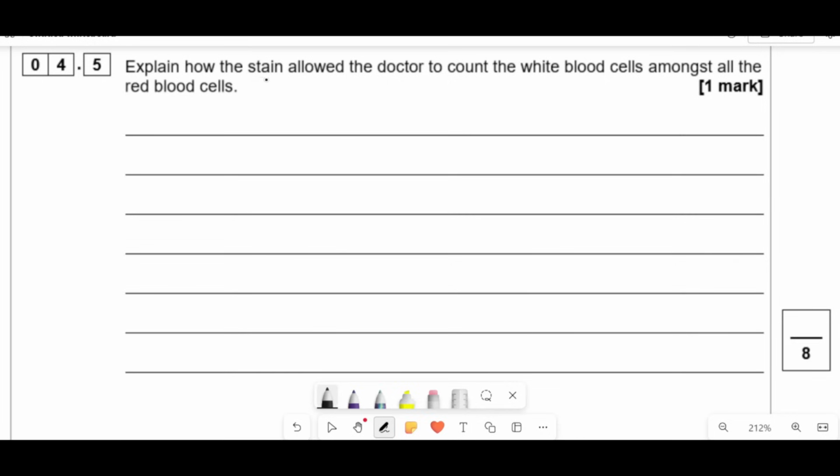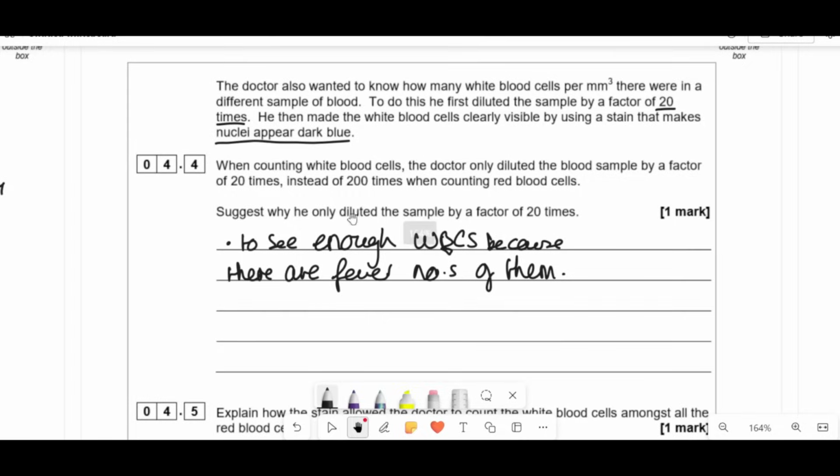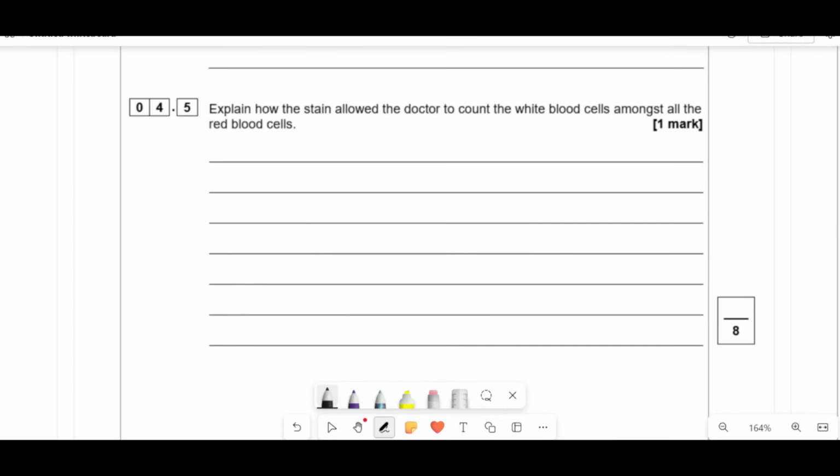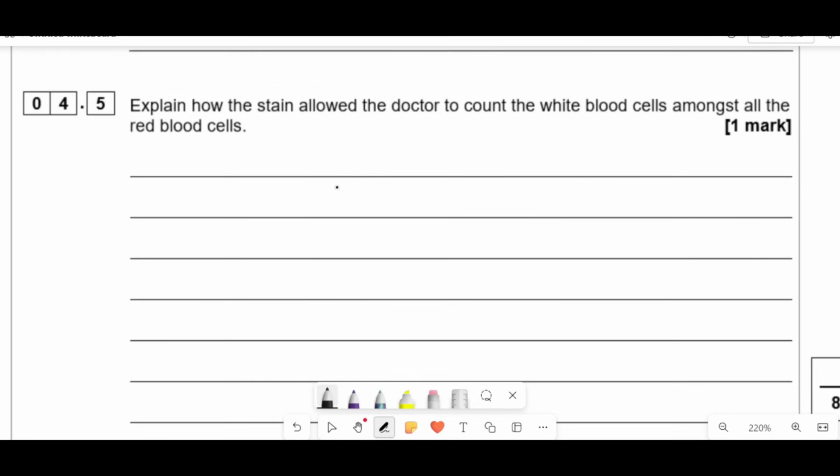There you go. Then it says, explain how this stain allowed them to count the white blood cells amongst all the red blood cells. Well, it just told you in the question that this stain, what does it do? It stains the nuclei blue. And it says, why can you do it with white blood cells versus red? Well, white blood cells have a nucleus. Do red blood cells have one? No, they do not. They don't have any nuclei, so they won't stain.